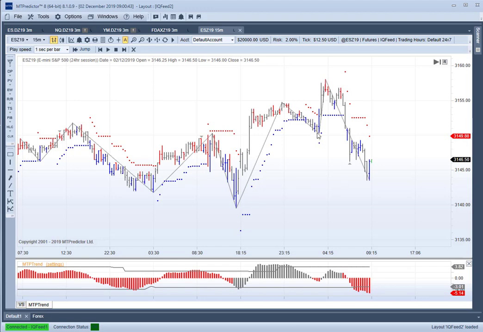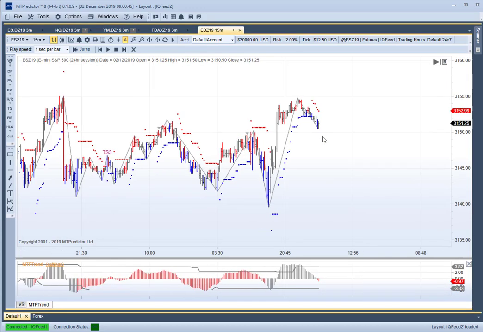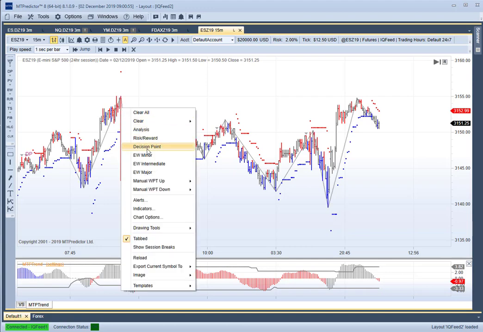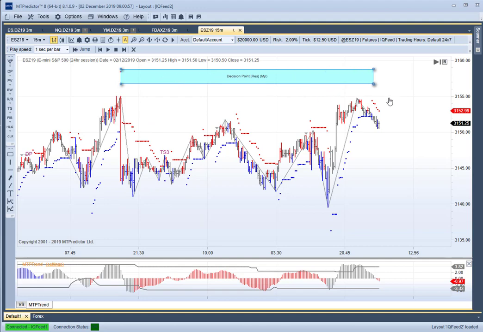So I'm just going to jump back a bit to about here somewhere, and if I scroll out you can see that there was a nice major pivot back on this point here which I'm circling. So if I right mouse click here, do decision point, can you see how it gives you an area of resistance? But that resistance is on the chart in advance. It's before the market even gets there.